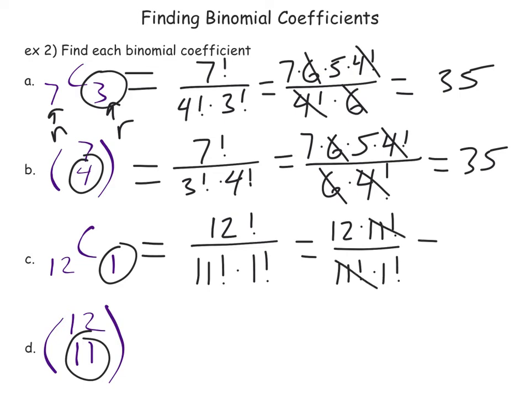Those cancel. 12 over 1 factorial is just 12. And based on that, that one's going to be 12. You could certainly check it with the numbers, but it'll end up being 12. All right, lots of nitty-gritty details with the coefficients.